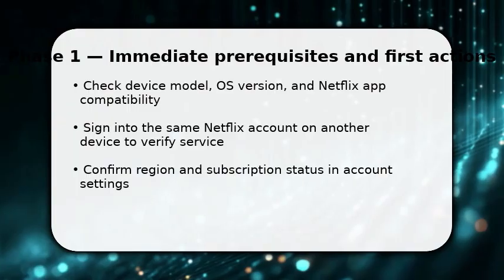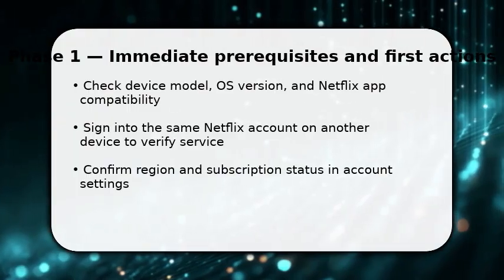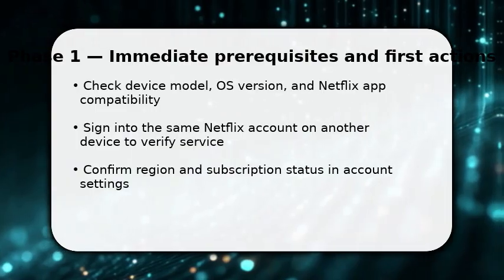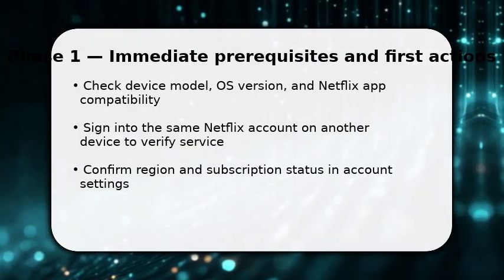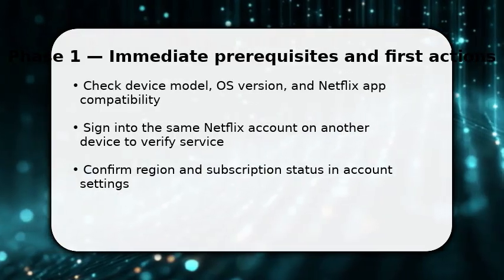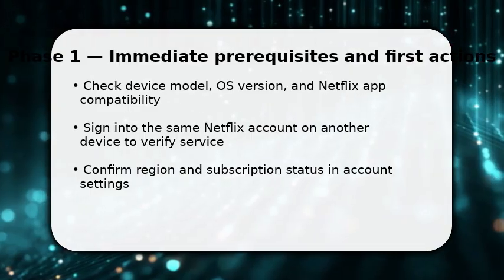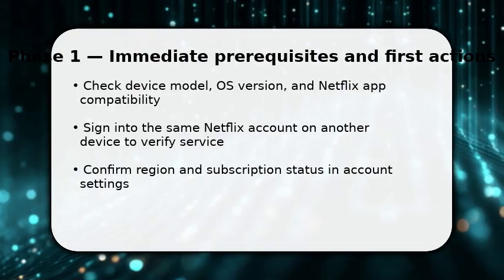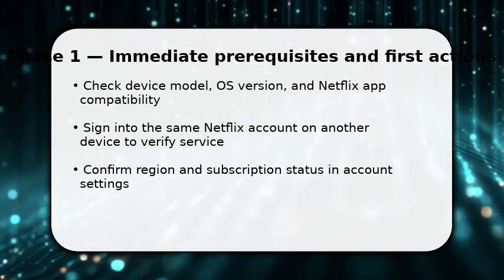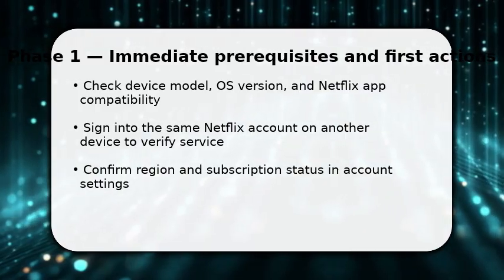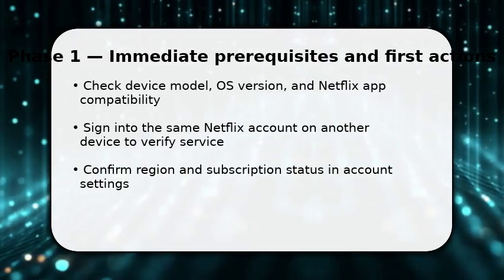You start by verifying the essentials. Confirm the exact device model and OS version because Netflix drops support for older firmware. Log into the same Netflix account on a phone or browser to prove the subscription is active. Once done, check your account region and plan, since geo and plan restrictions can block app availability. Make sure the device has at least 1 GB free and a stable Wi-Fi connection. Then proceed to the next actionable repair step.